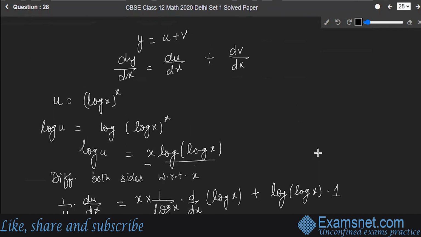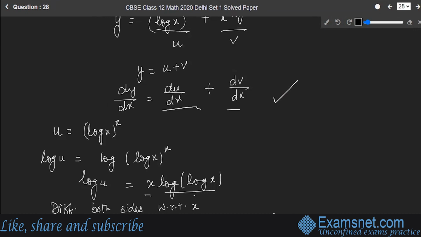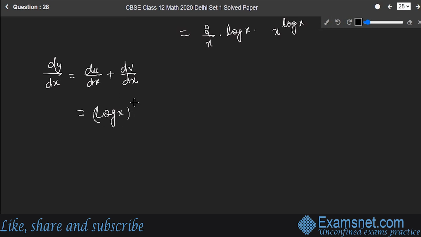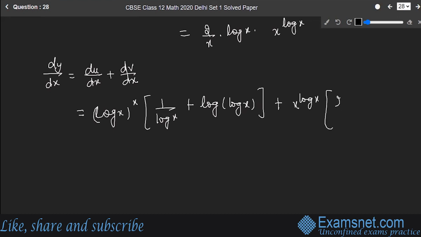Now I'm getting back to the given equation. I'll put the values in to get my dy by dx. So here your dy by dx was equal to du upon dx plus dv upon dx. Here du was log x raised to the power x into 1 upon log x plus log of log x, plus, and what was dv? This was x raised to power log x into 2 log x upon x. Hope you're clear till this.